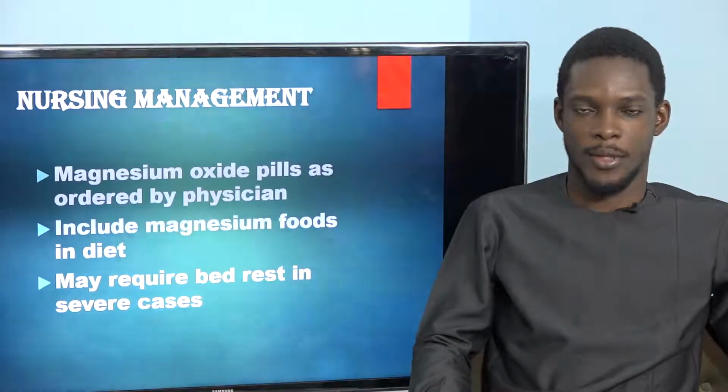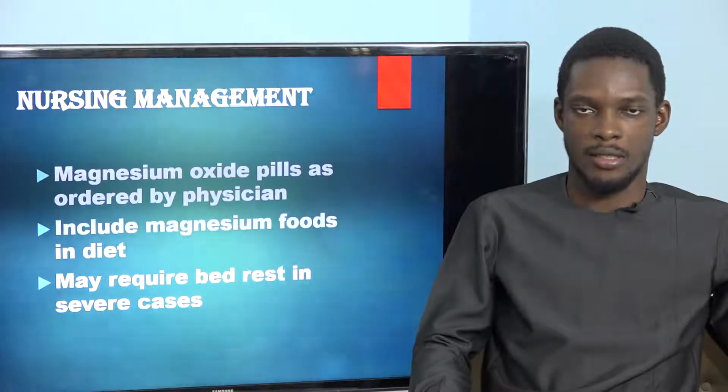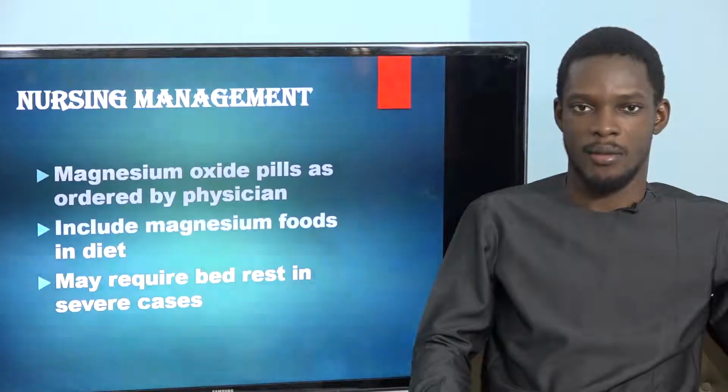as ordered by your physician. You may also want to include high amounts of magnesium in foods or in the diet. And you may also require that the client rest in severe cases. Client resting is as a result of the signs and symptoms experienced and how you want the client to build up the stores of magnesium within the blood. And as such, cases relating to dysrhythmias and other symptoms may require bed rest.